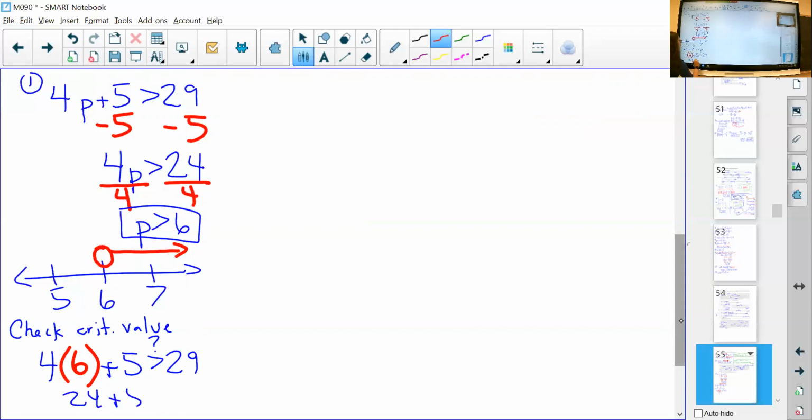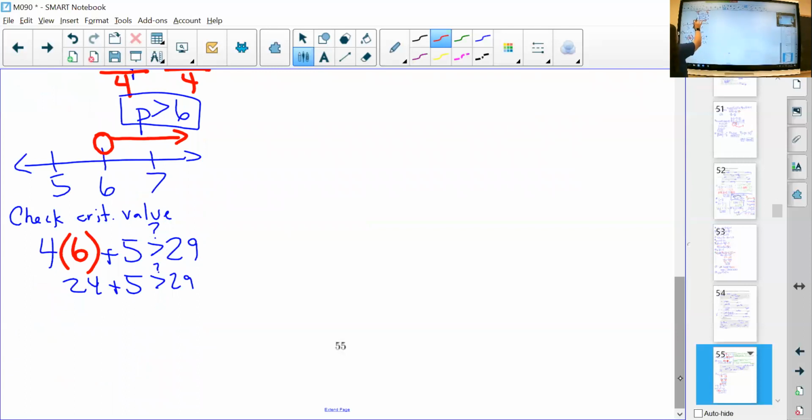24 plus 5. I want to know if that's greater than 29. Well, no, it's equal to 29. But I'm being strict here. I'm saying it has to be greater. So 29 is not greater than 29. This is a false statement, and so it should not be shaded at the point 6. And indeed, it is not.